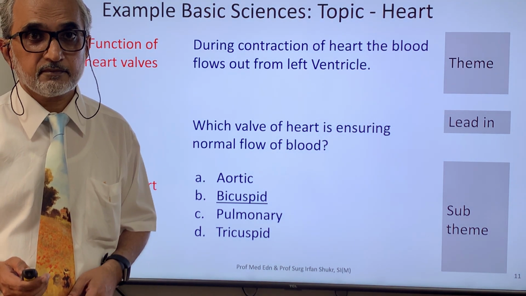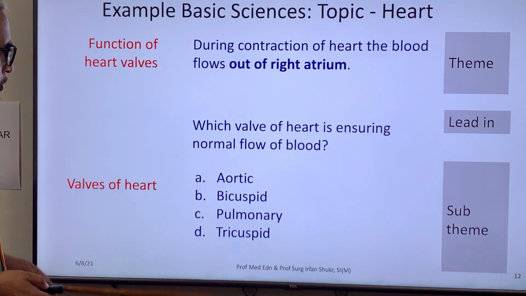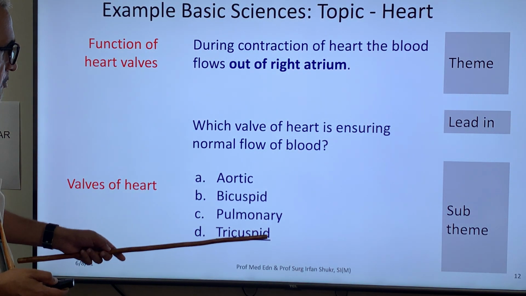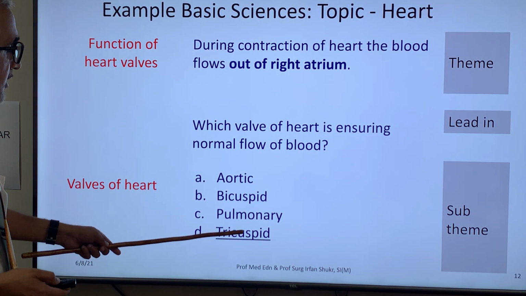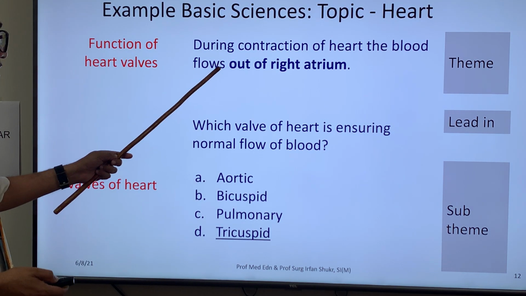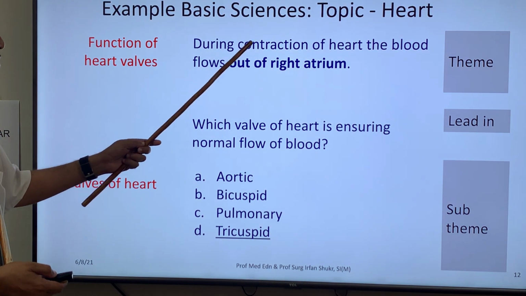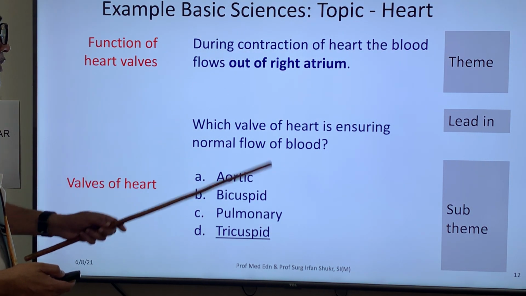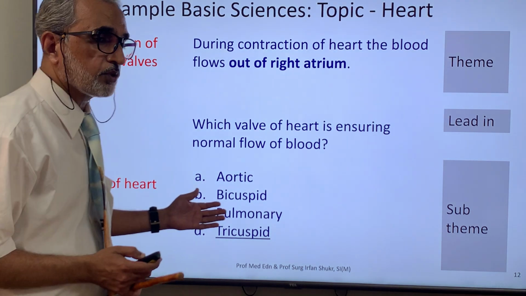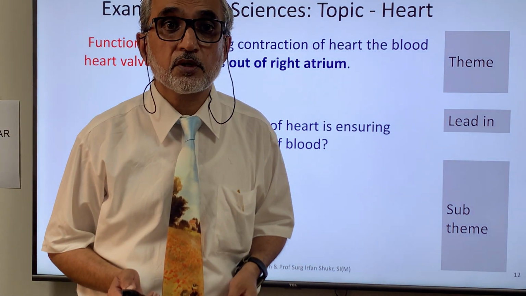Isn't it simple? Want to write a second MCQ from the same? Choose anything. Let us say tricuspid. Keeping this in mind, I have now changed the statement. The only thing I have changed in the statement, that is in bold, is out of right atrium. Rest is same. During contraction of the heart, the blood flows out of the right atrium. And so on and so forth. You can also produce 4 good quality MCQs, one best style.